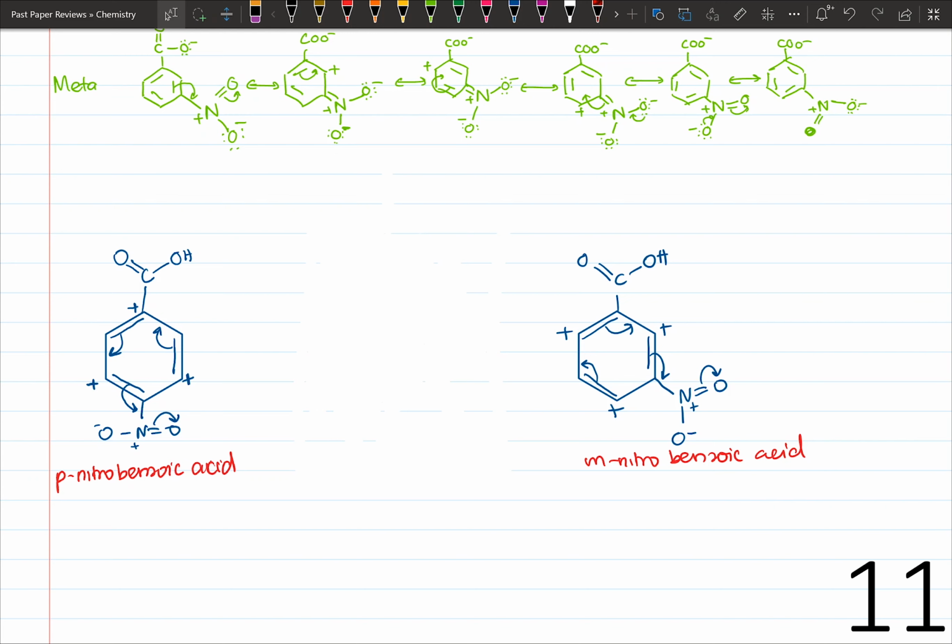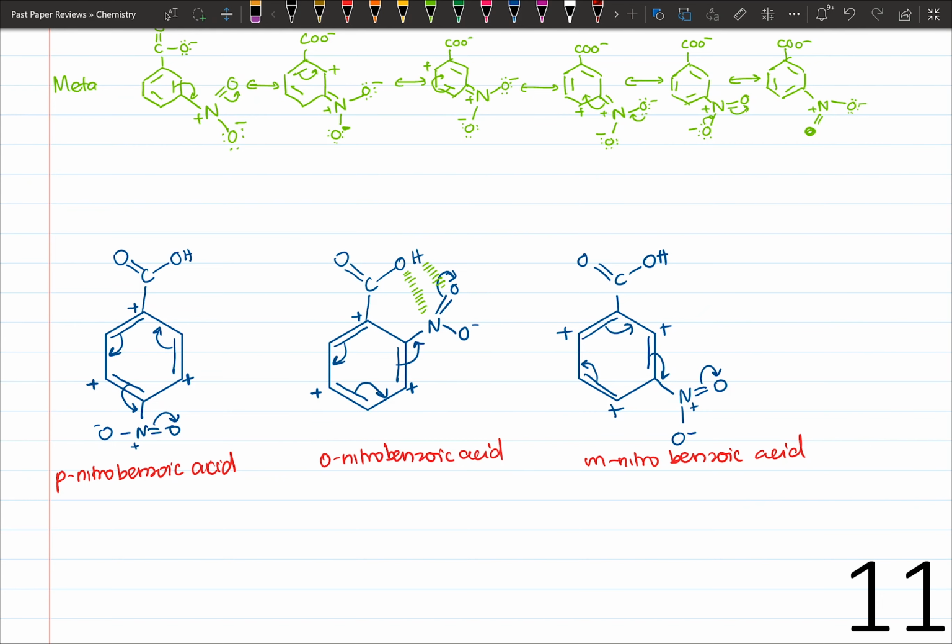Considering orthonitrobenzoic acid, this is similar to paranitrobenzoic acid but less acidic as there is intramolecular attraction present between the nitro group and the COOH group. Therefore, paranitrobenzoic acid is more acidic than metanitrobenzoic acid.